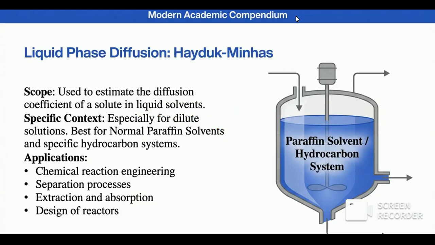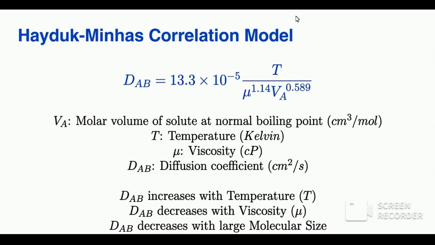For liquid phase diffusion, we have the Miyahara equation. For solid solutes in solvents like paraffins or hydrocarbons, we use this model. This is critical for designing chemical reactors and extraction units where liquids are the main medium. It also has other applications in chemical reaction engineering, separation processes, extraction and absorption, and design of reactors. The math here shows that diffusivity goes up with temperature but gets crushed by high viscosity and large molecular size. It is the standard for predicting movement in paraffin systems.